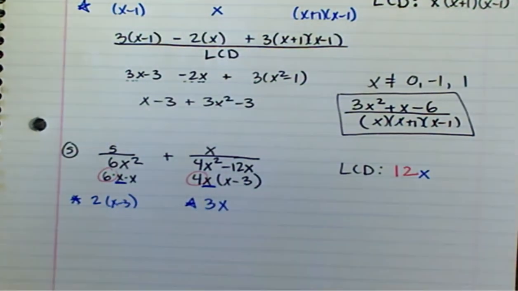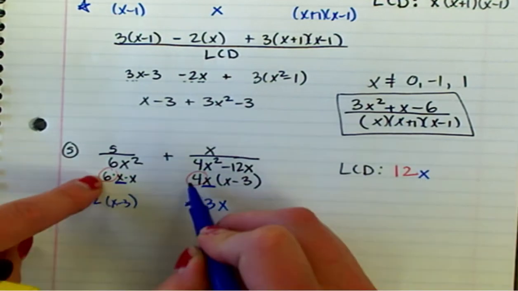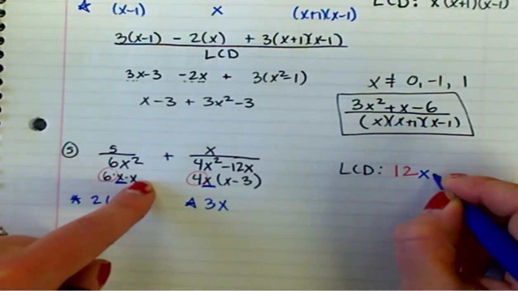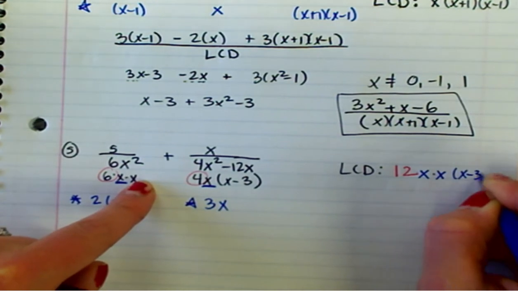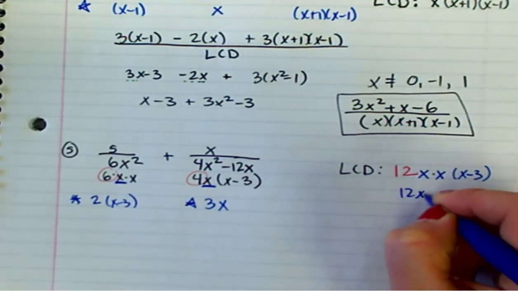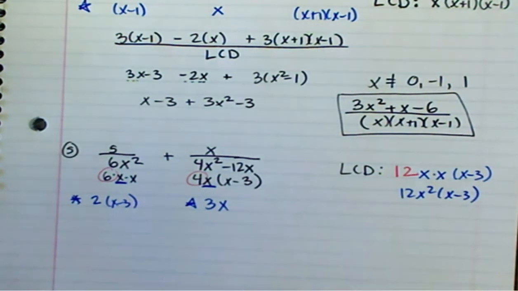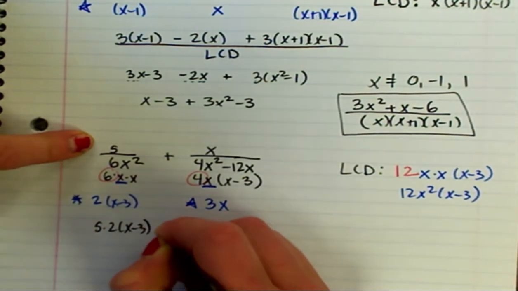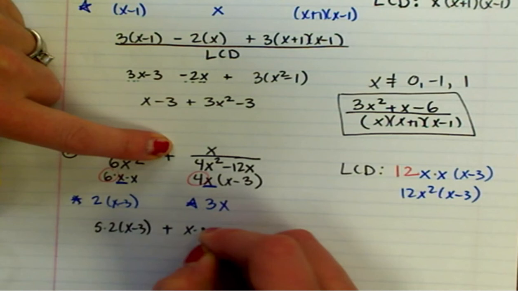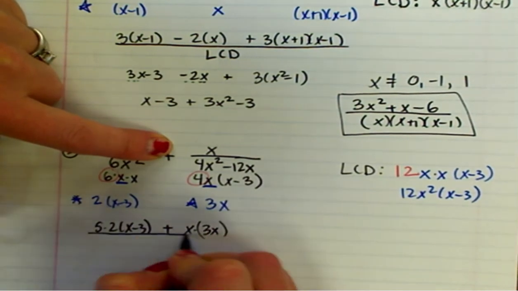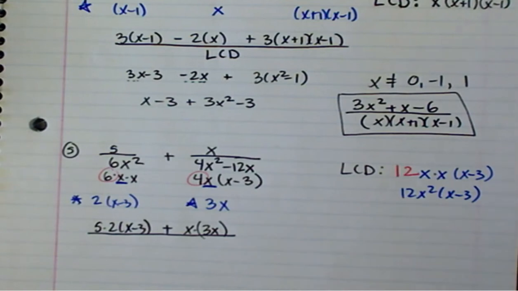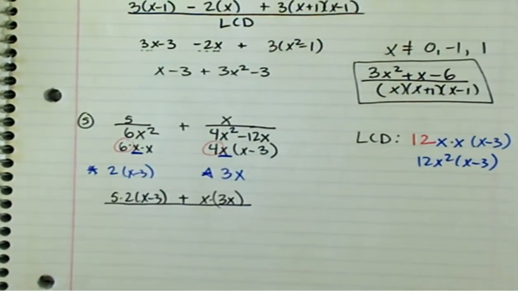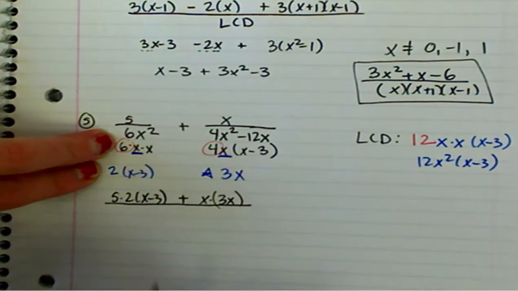And I think that's it. Okay, so my least common denominator is 12x squared (x minus 3). Okay, let's see what we get here. Five times 2(x minus 3) plus x times 3x all over. Now I'm going to check. How do you check your work? Make sure you got the right common denominator. Actually multiply these things together.